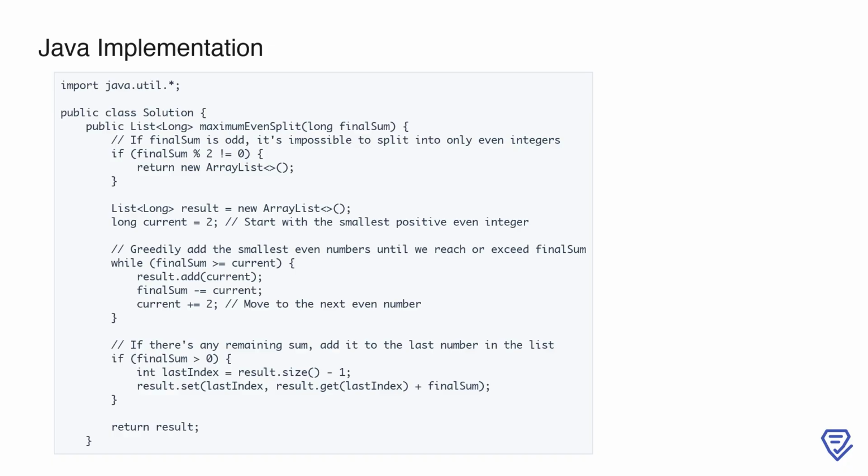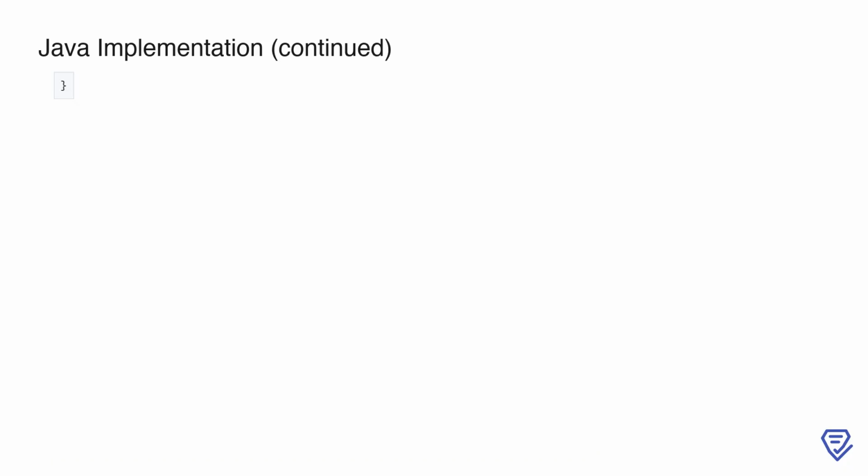The while loop is the core of our greedy approach. As long as final sum is greater than or equal to current, we add current to the result list, subtract it from final sum, and then increment current by 2 to move to the next smallest even number. This ensures that we are always adding the smallest possible even number, maximizing the number of distinct integers in the result. After the loop completes, we check if there is any remaining value in final sum.